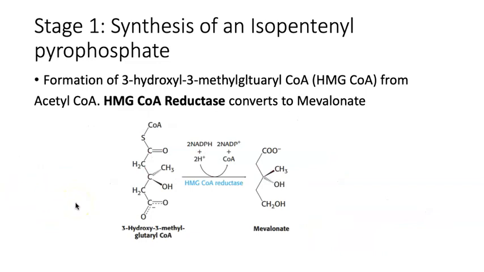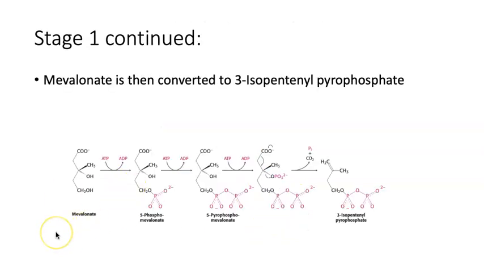So stage 1 is going to be the synthesis of isopentenyl pyrophosphate. The formation of 3-hydroxy 3-methylbutyryl CoA, also known as HMG-CoA, is from acetyl-CoA. Then HMG-CoA reductase converts it to mevalonate, and then stage 1 continued. Mevalonate is then converted to 3-isopentenyl pyrophosphate.